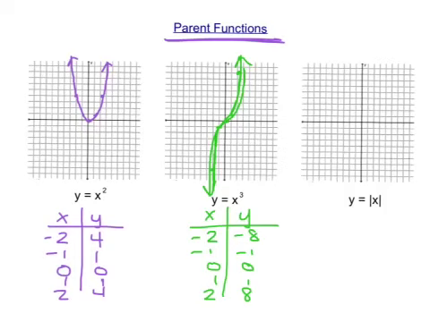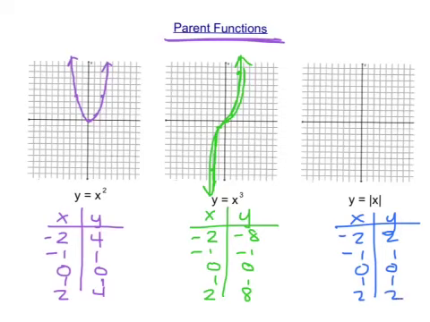And finally, we have absolute value. Standard points, x, y, negative 2, 2. Negative 1, 1, 0, 0, 1, 1, 2, 2. Somewhat similar to a parabola, but not quite. So we have negative 2, 2, negative 1, 1. And if we connect our points, we have a V-shaped graph that is centered at the origin.